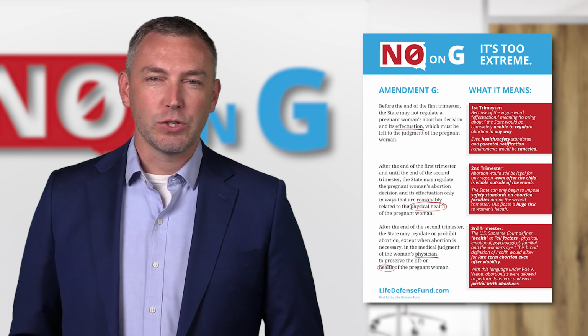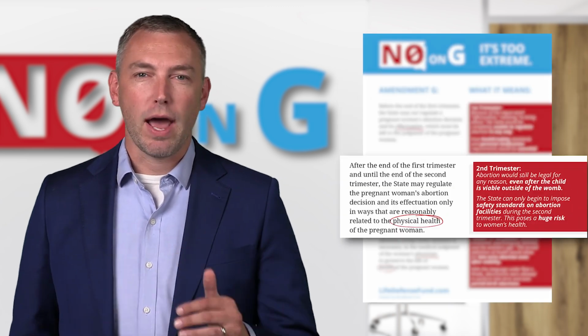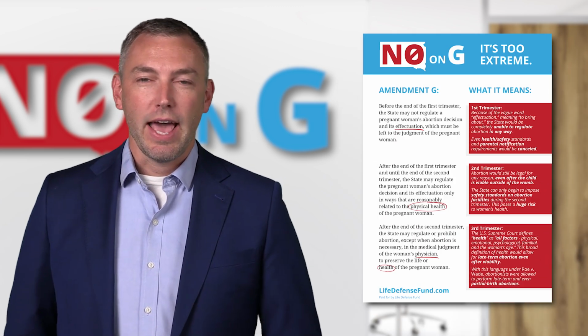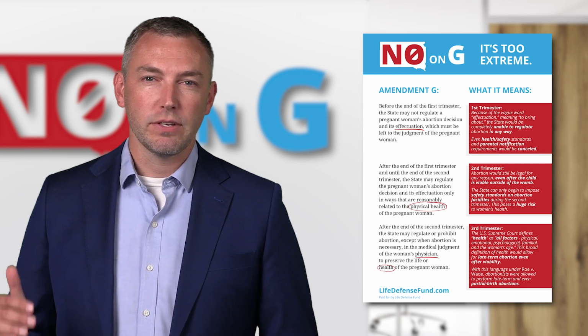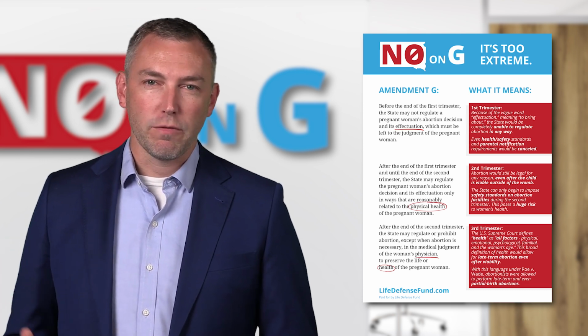And so in this video, we're going to talk through the language so that you can better understand exactly what they're trying to write into our state constitution. Amendment G is written in 3 paragraphs, actually 3 sentences, and each of those sentences reflect 1 trimester of pregnancy.